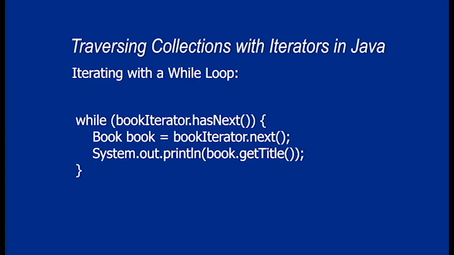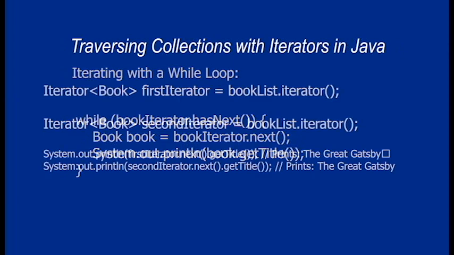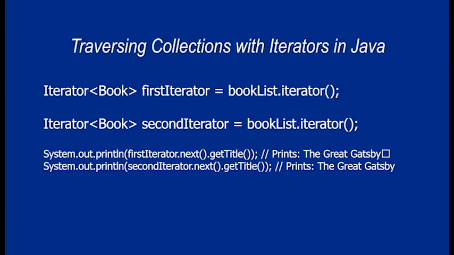Iterating with a while loop. Iterators are typically used with a loop. A while loop is perfect for this. Here, hasNext checks if the iterator has more elements. If it returns true, we continue the loop. Otherwise, the loop terminates.